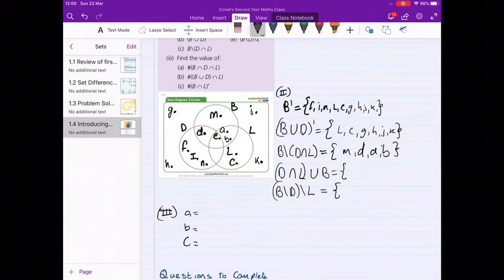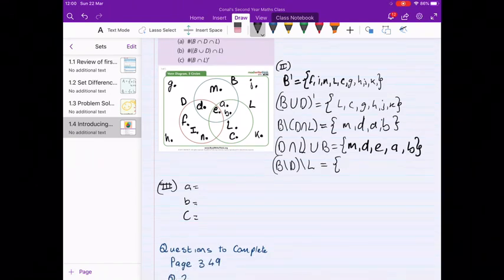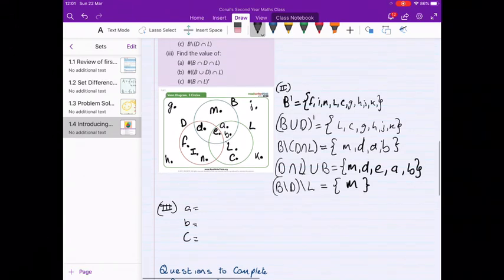Okay, then we have D intersection L, which is again the intersection of D and L here. So that's E and nothing else in union with B. So D intersection L in union with B will, as it turns out, just be the set B. So it's M, D, E, A, and B. Then the very last one here, we have B without D, without L. So B without D is M, A, and B. And then without L as well will be just M, because that's the only element that's in B, but not in D and not in L.